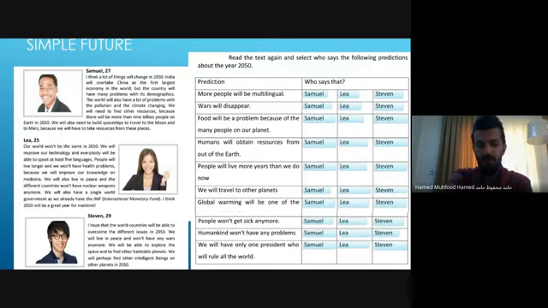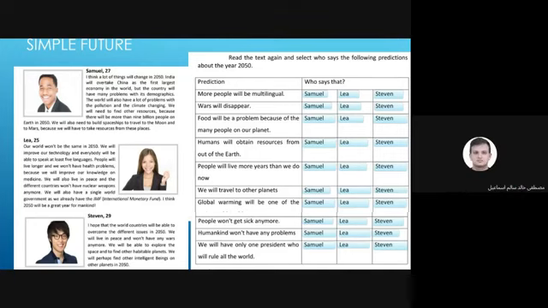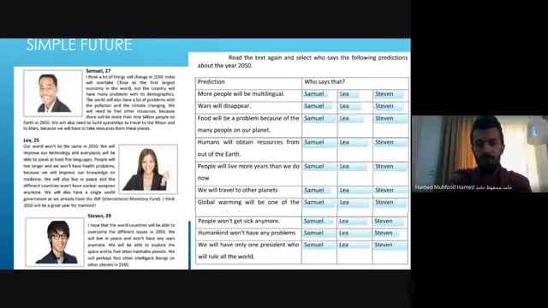People won't get sick anymore. Mustafa? Lee. Yes, that's right. We said that people won't get sick anymore. Something like that. Humankind won't have any problems.